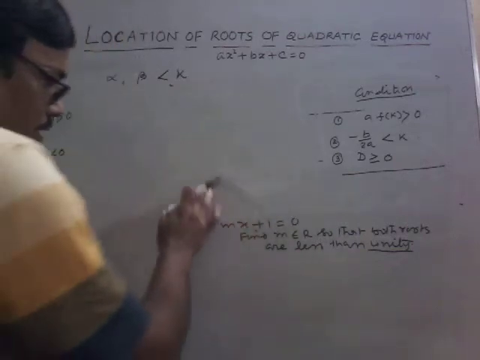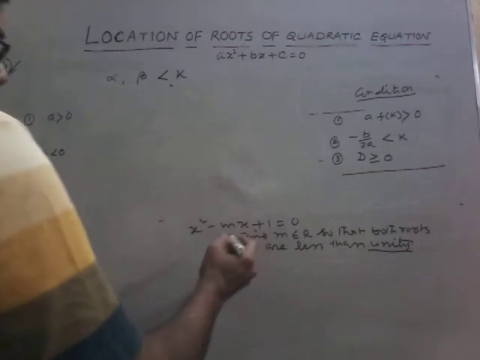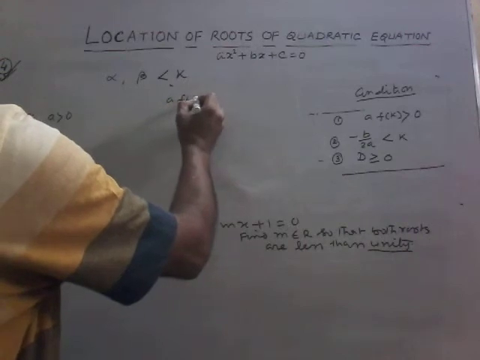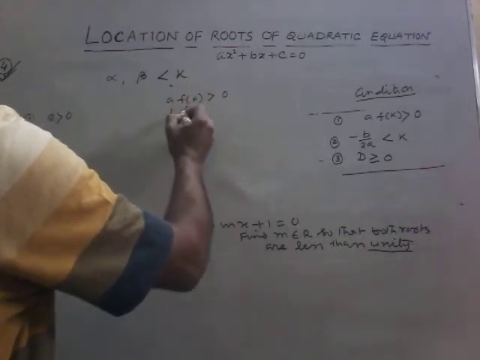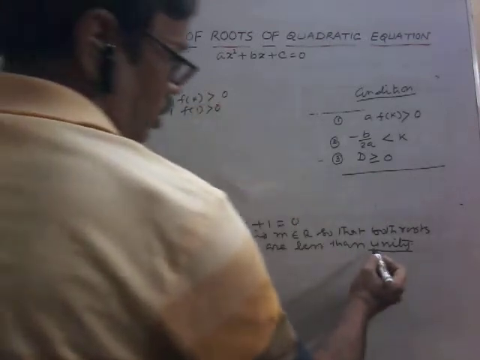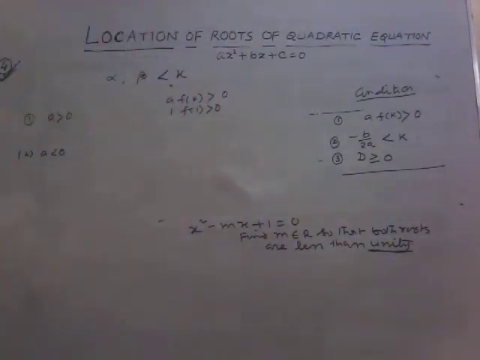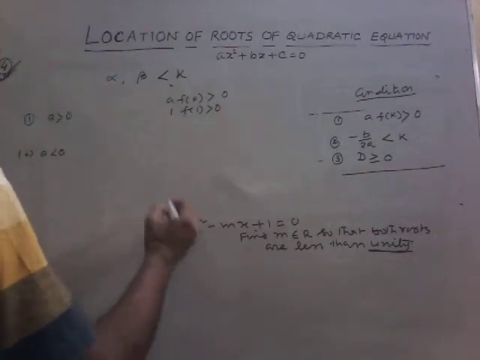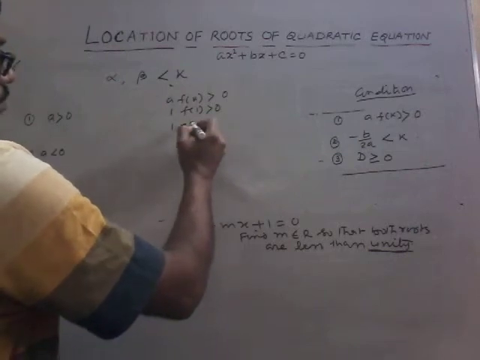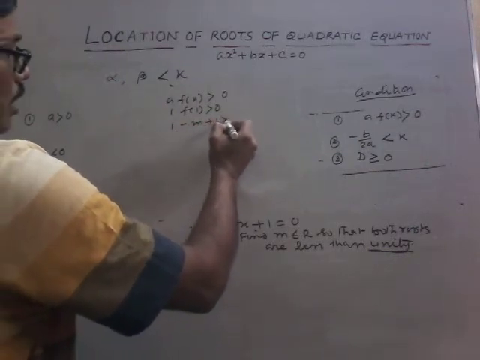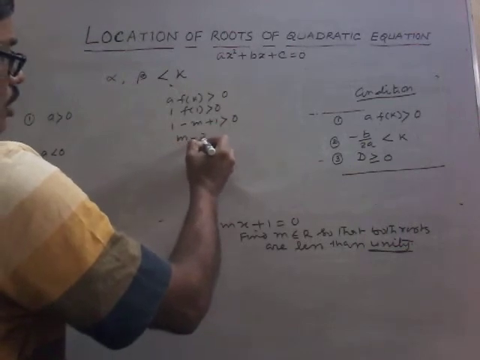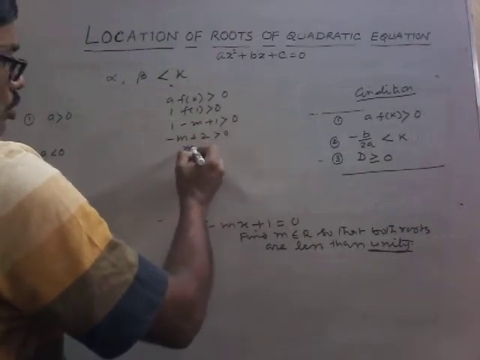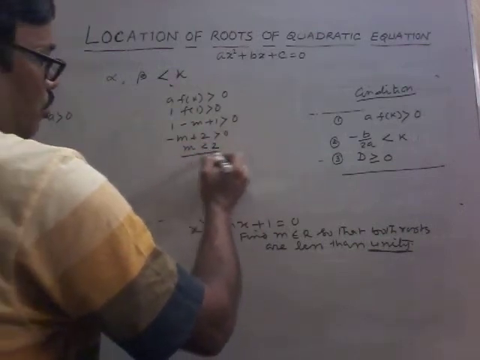So calculation is very simple here. What is a? a is 1. So the condition is a into Fk greater than 0. So 1 into F1 greater than 0. Unity, a is replaced by 1. Now what is F1? x is replaced by 1. So 1 minus m plus 1 greater than 0. So m plus 2 greater than 0. So m less than 2.